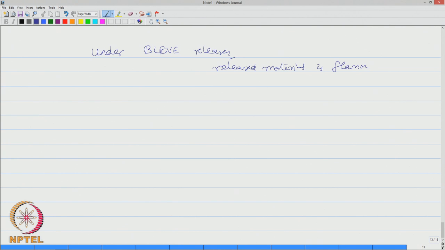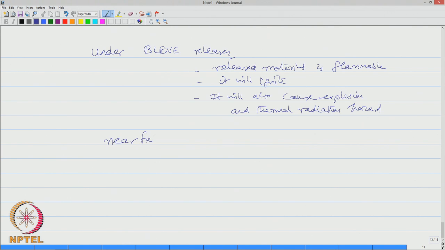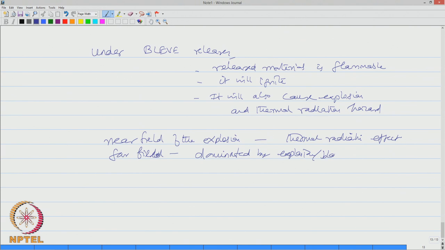if the released material is highly flammable, it will ignite. It will also cause explosion and thermal radiation hazard. So, the near field of the explosion will be dominated by thermal radiation effect and the far field will be dominated by explosion or blast waves.